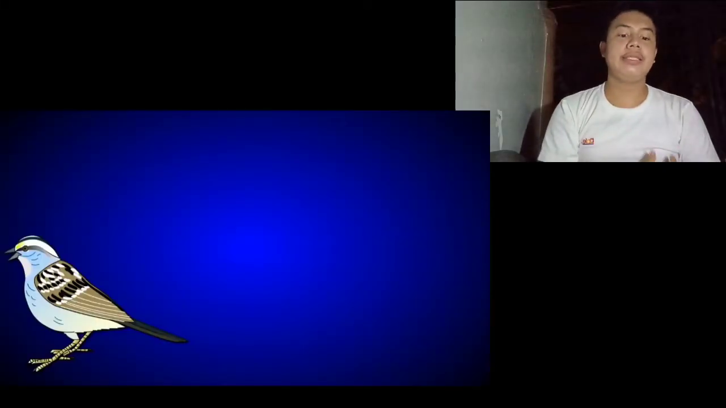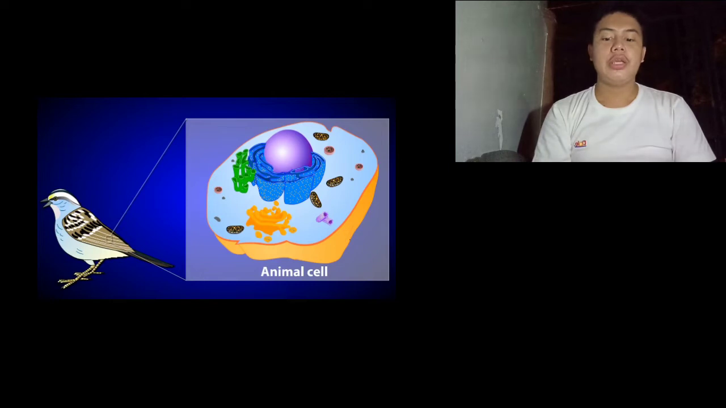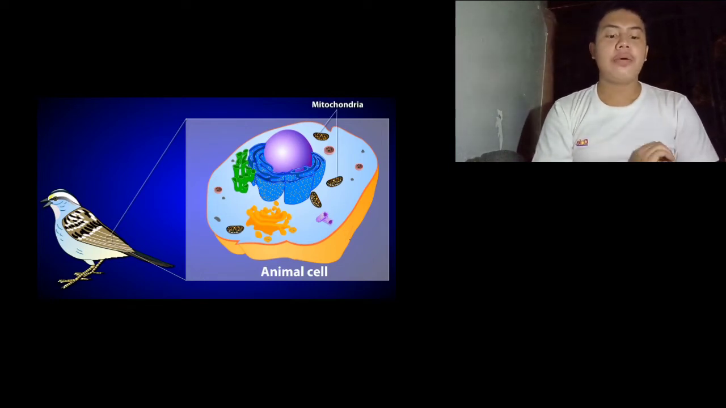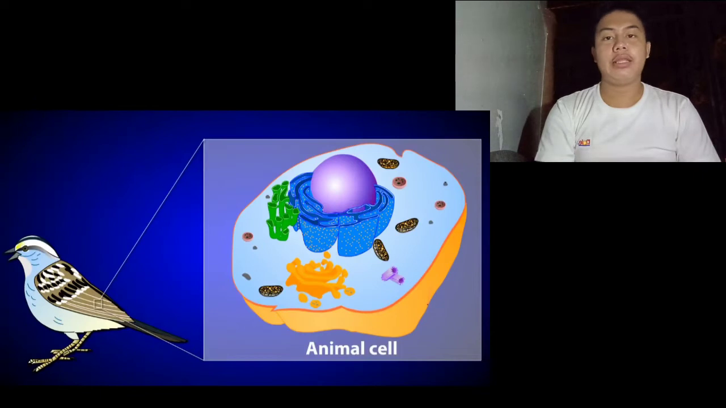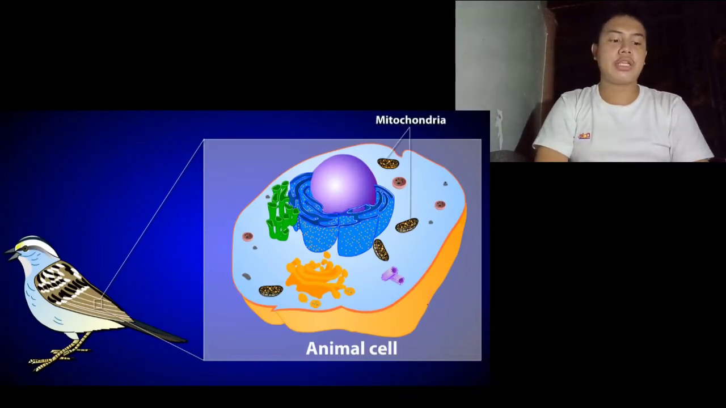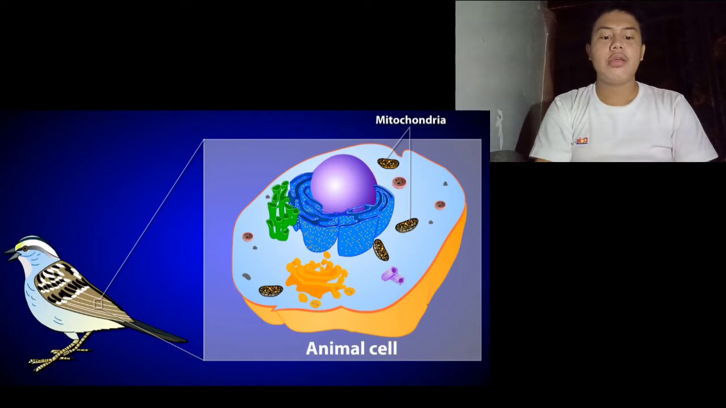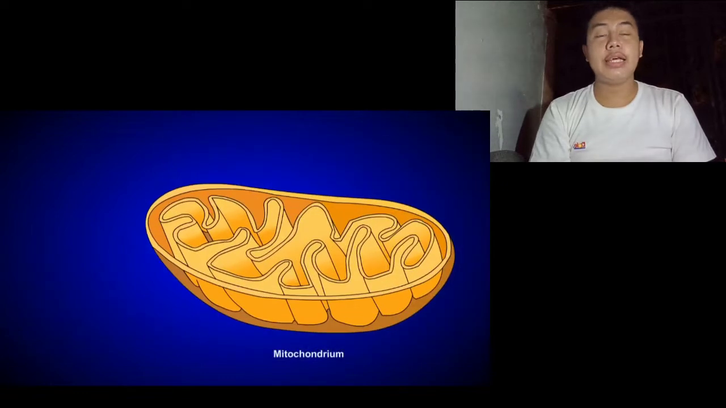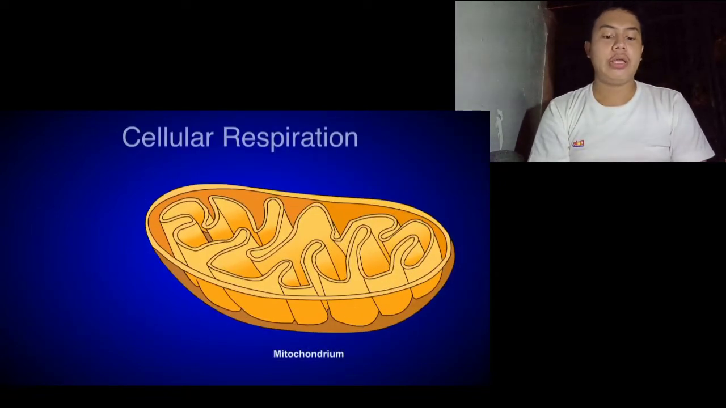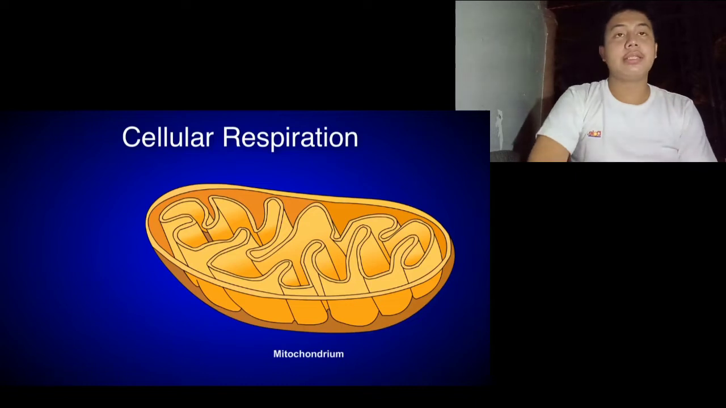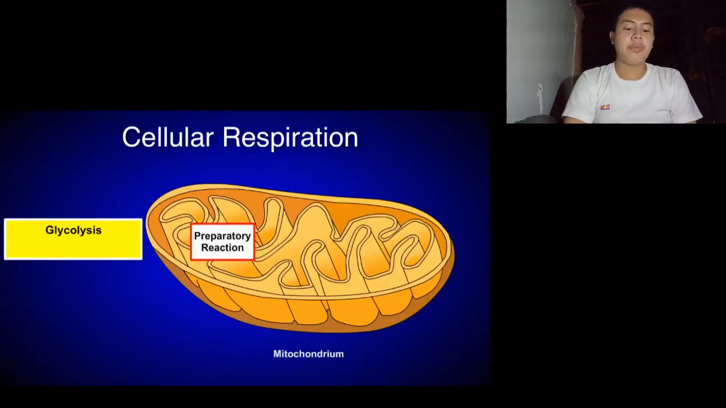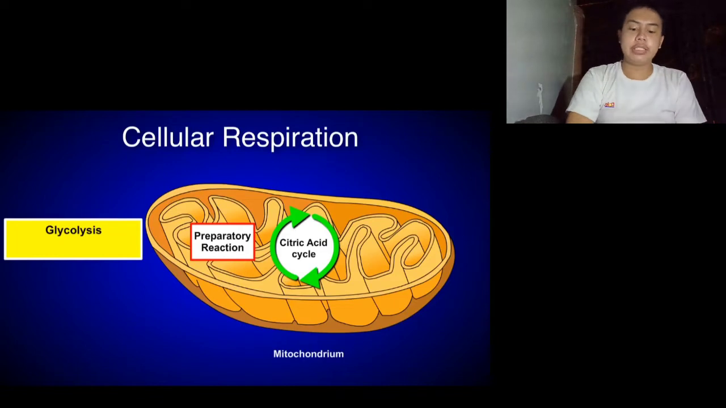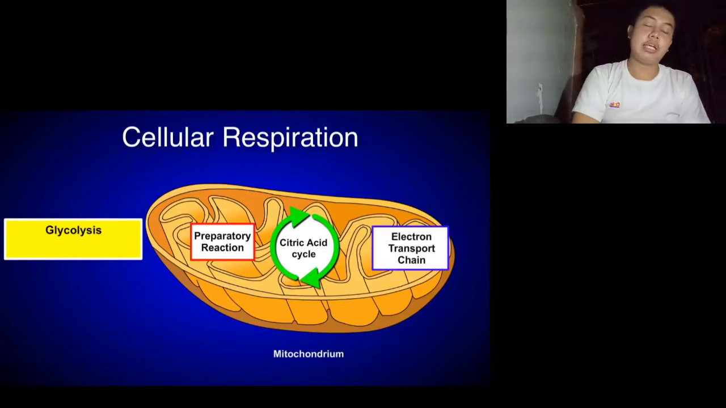Let's go back to my example, which is the bird. If we zoom into one of these bird cells, we can see the mitochondria, where the majority of the reactions involved in cellular respiration occur. Let's zoom in further on a mitochondria. Cellular respiration consists of four primary stages. These are glycolysis, the preparatory reaction, the citric acid cycle, and the electron transport chain.